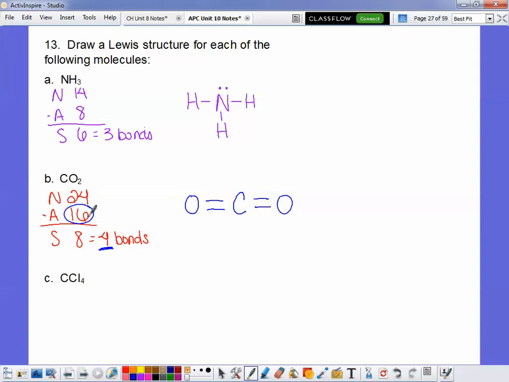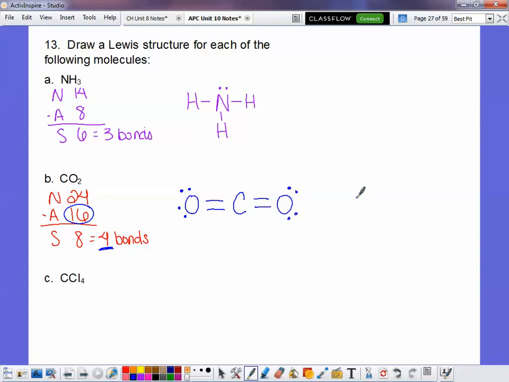Well, they can't go on that central carbon because that carbon already has 8 electrons around it. So the remaining 8 are going to go on the 2 oxygens. Each oxygen has 4 electrons on it, so each oxygen needs 4 more. And you can draw these lone pairs slanted like that, or you could do more within the square. It's fine.